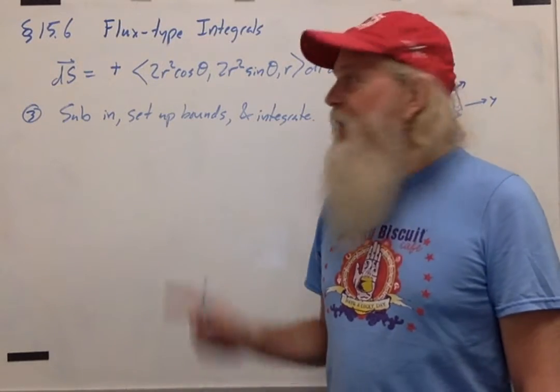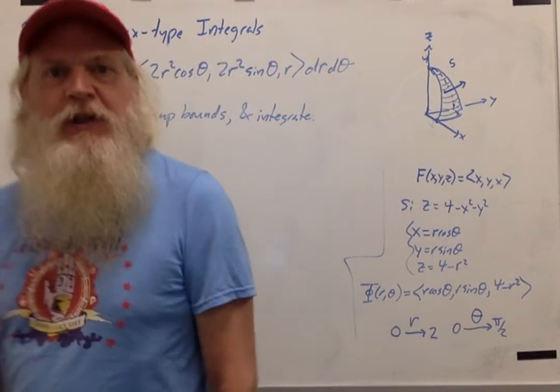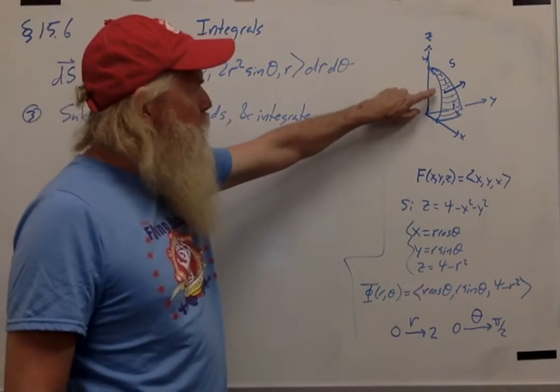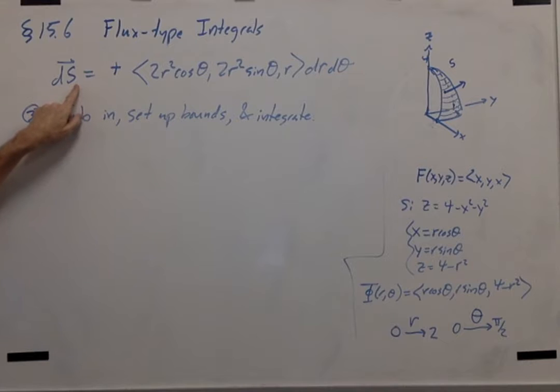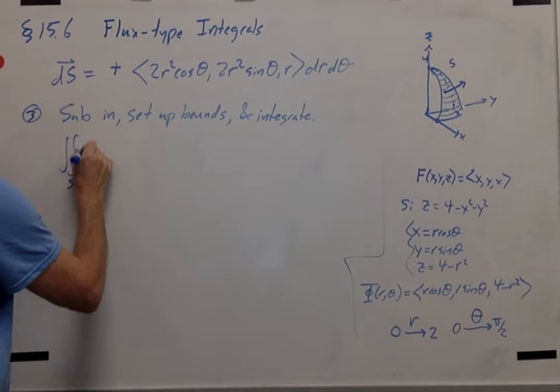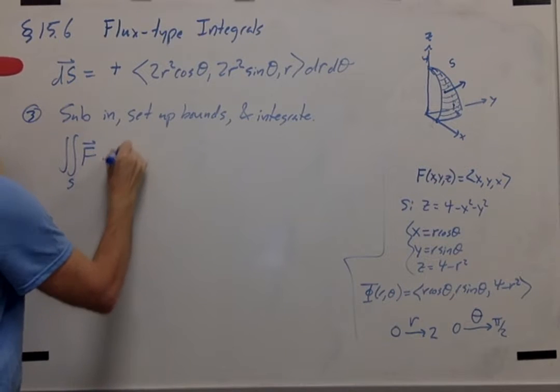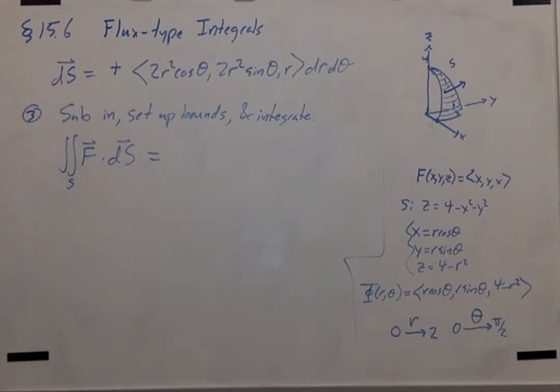Let's wrap up this example by doing step 3. So far in this problem, we have parameterized the paraboloid and we have calculated big vector ds. The last step in finding the integral over s of f dotted with big vector ds is going to be to substitute in big F, big ds, carry out the dot product, set up the bounds, and integrate.